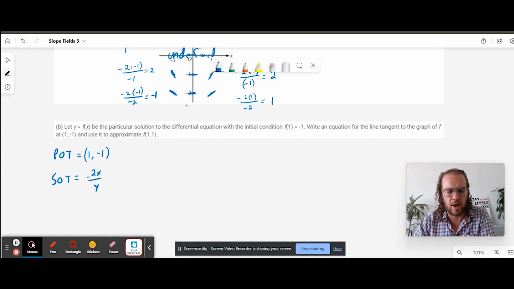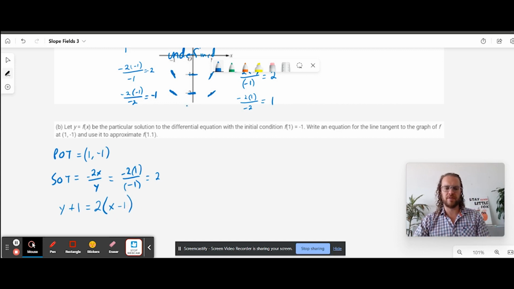And so we plug this 1, -1 into that, and we're going to get -2 times 1 over -1, which is just going to be 2. So our slope is 2. So that allows us to write out our equation then. We're going to get y plus 1 is equal to 2 times x minus 1. That would be our equation of the tangent line.